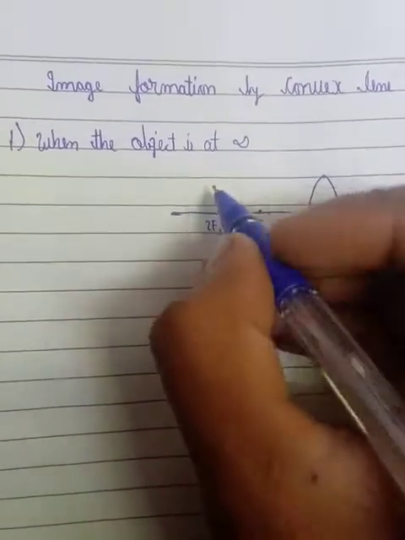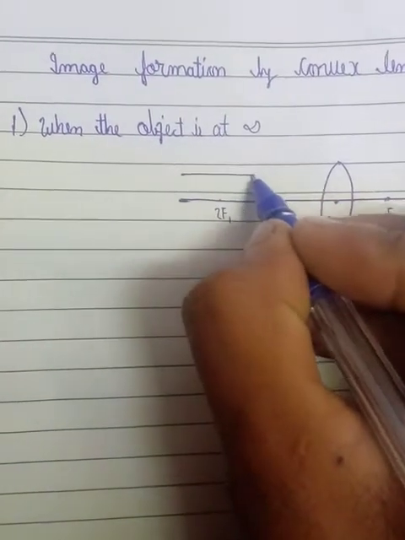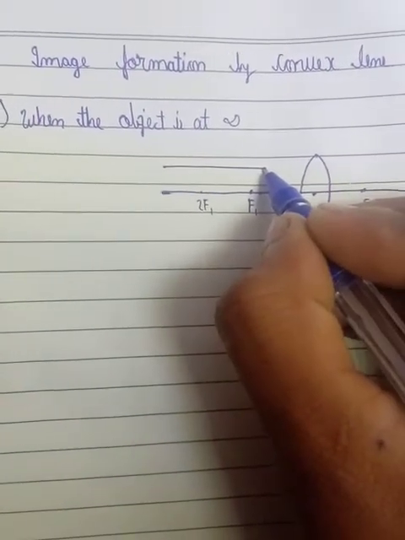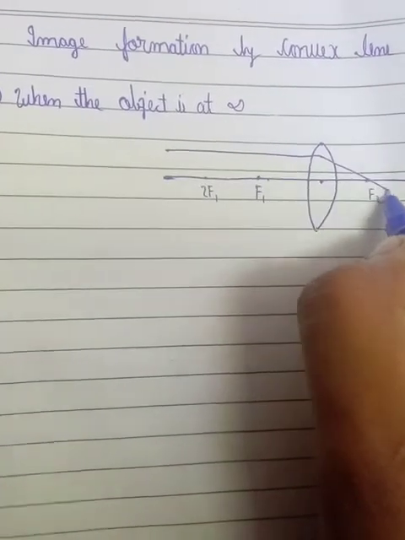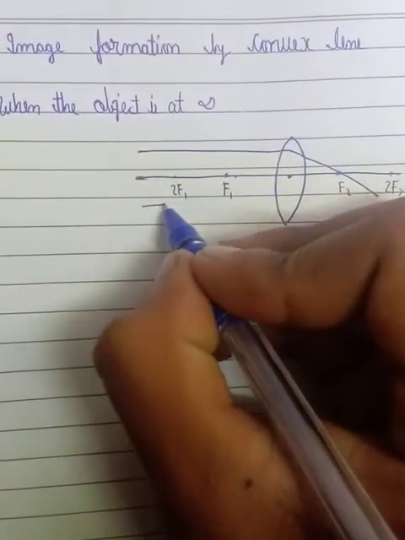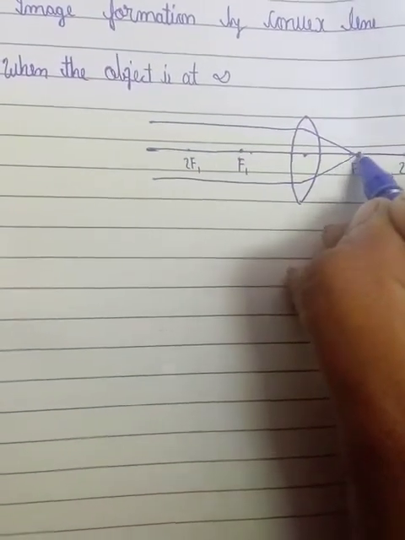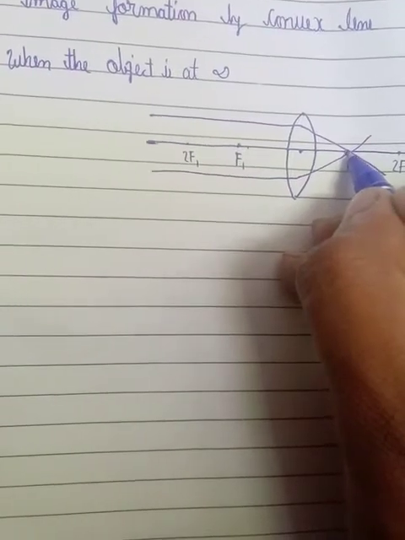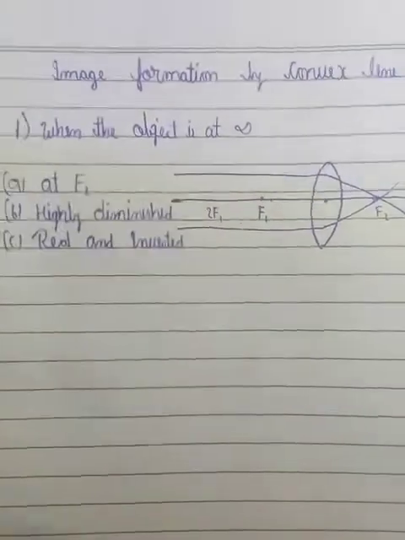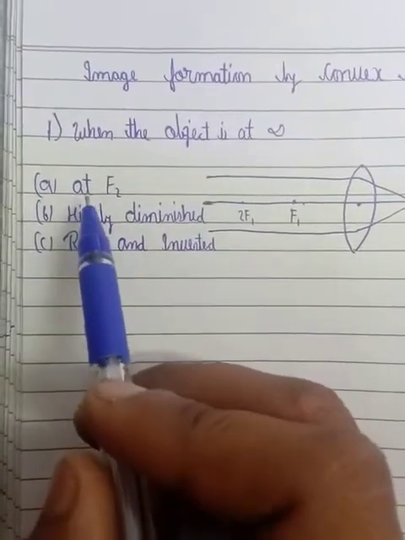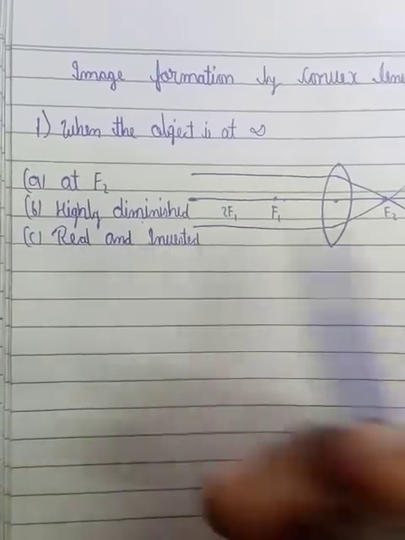So in the first case of the convex lens, when the object is kept at infinity, the light rays come parallel to the principal axis and pass through the focus. One more light ray will come through here and pass through the focus. So our image will be formed here. It is highly diminished, real and inverted. This is the characteristic of the image. It is at F2, and it is highly diminished, real and inverted.